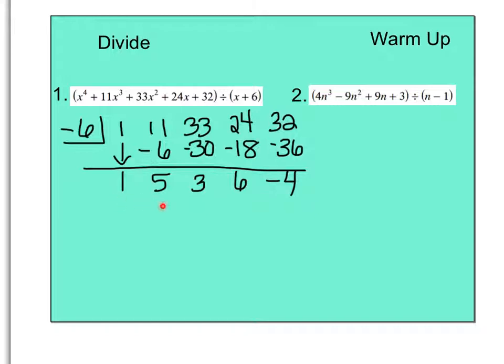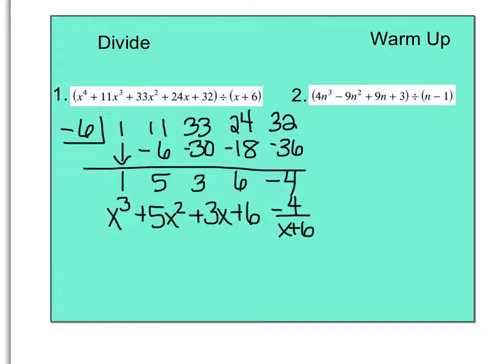Remember, when we do write our new polynomial, using these coefficients, we start with the 1 degree less than this one. So that means we're starting with an x cubed. So we have 1x cubed, or just x cubed, plus 5x squared, plus 3x, plus 6. And then you could either put a remainder of -4 or -4 over x plus 6. And there's your answer to number 1.